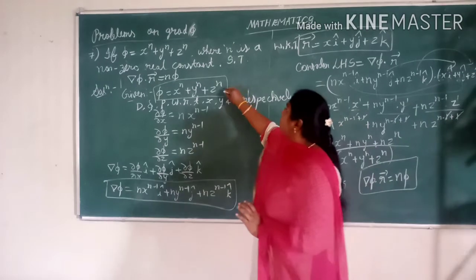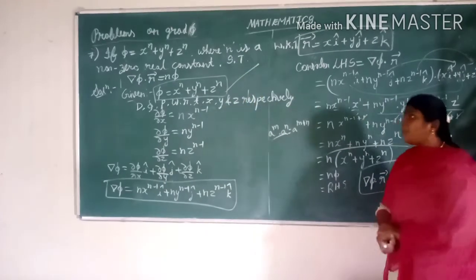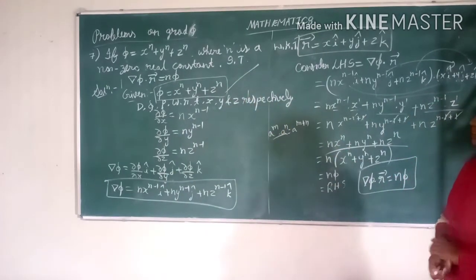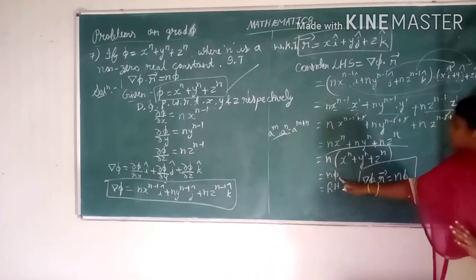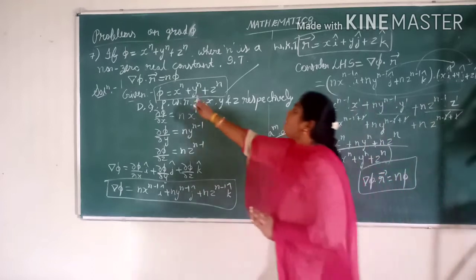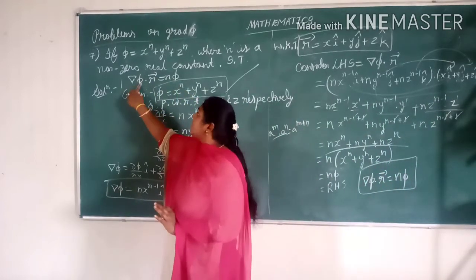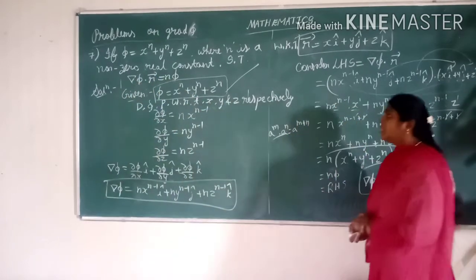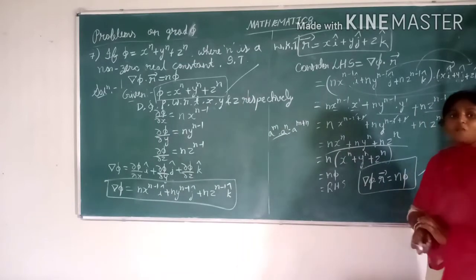Just now you observed that they are given the function. What is x to the power of n plus y to the power of n plus z to the power of n? It is pi. Then substitute here, this value can be written as pi, that is n pi. This is called RHS. That means we have considered the LHS and proved it as the RHS. This is the proof of the problem.